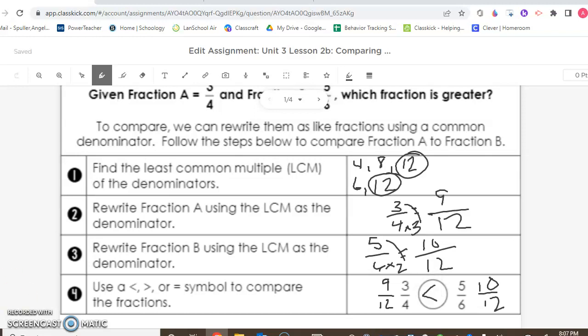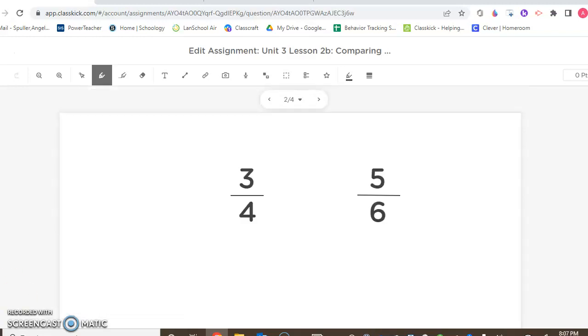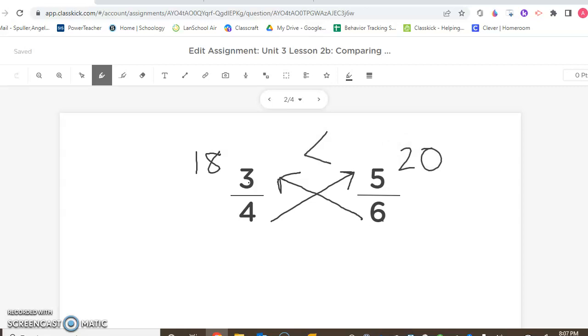All right. Now, I want to show you a second way of doing this, okay? This is by far, I think, my favorite way to do it. But for those of you that this confuses, go back to the LCM. I just want to give you more than one strategy. So cross multiplying, remember when we did this in equivalent fractions? 6 times 3 is 18. 4 times 5 is 20. We can easily see that 18 is less than 20.